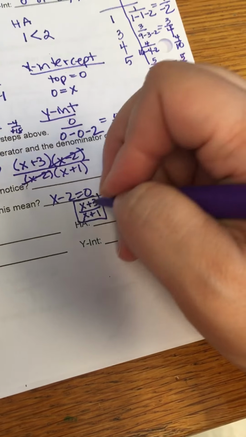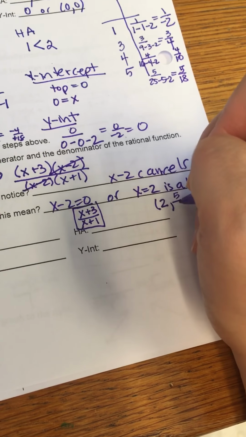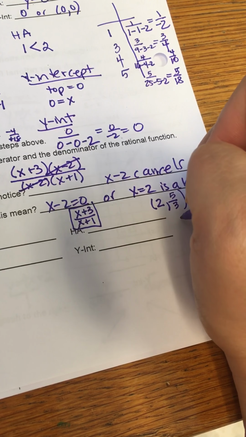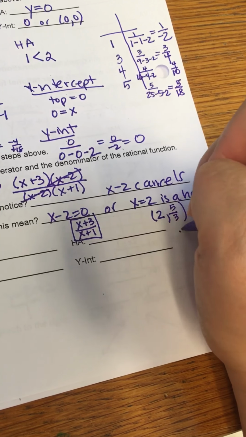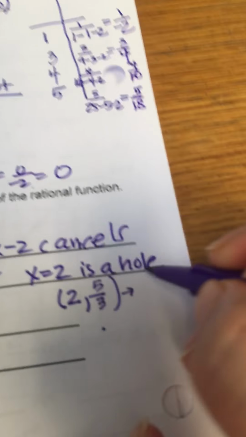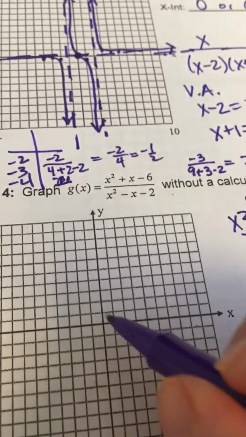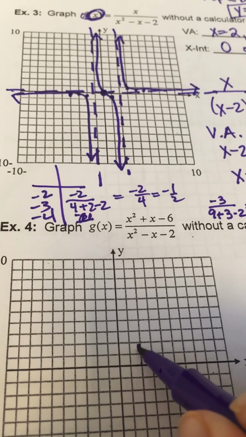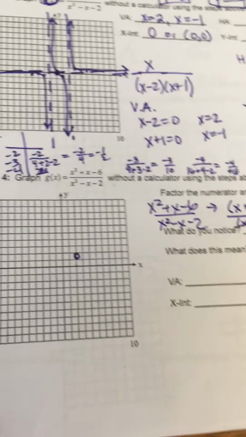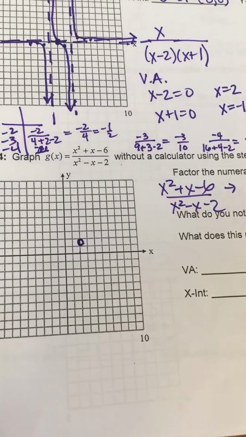So you plug in 2. 2 plus 3 is 5. 2 plus 1 is 3. So you got 5 over 3, and so this means what? 2 and 1.6 repeating. So at your graph, you will have a hole at 1.6 repeating.